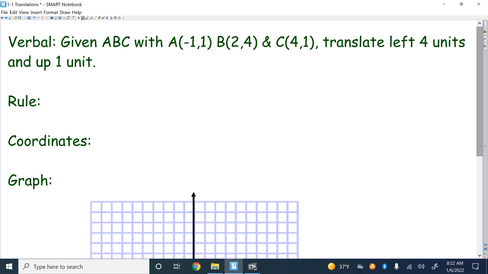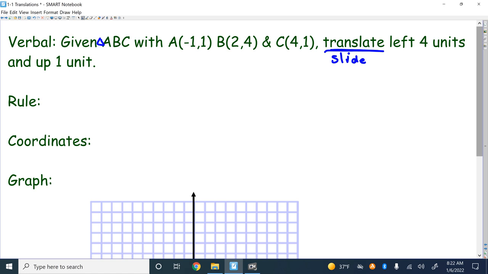All right, so here's the first one. Given, now I didn't actually put a shape on here, so I'm going to draw a shape real quick. It should be a triangle there. The given triangle ABC: A is negative 1, 1, B is 2, 4, C is 4, 1. Translate, another word for translate is slide, left 4 units and up 1 unit.